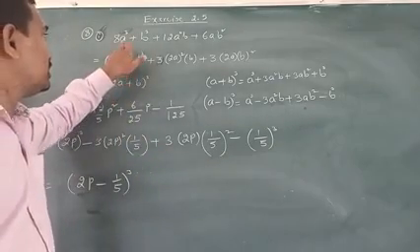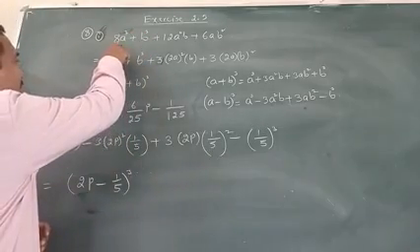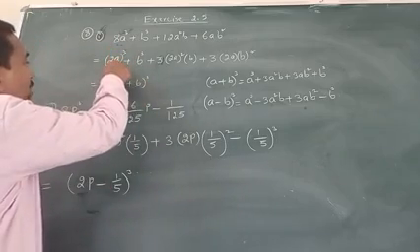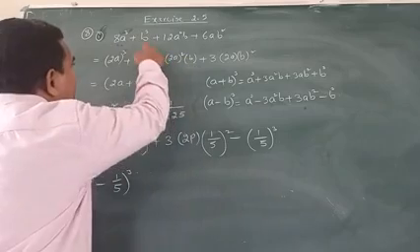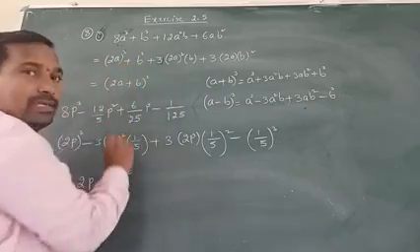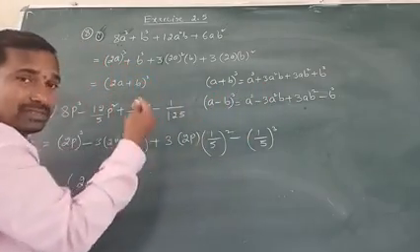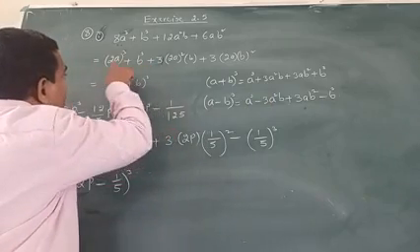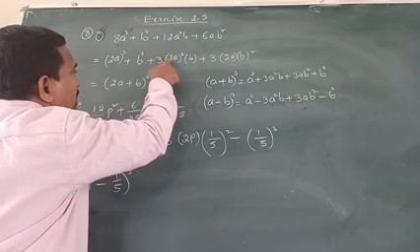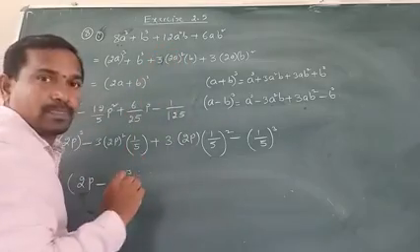So here 8a cube. 8 can be written as 2 cube, 2 cube is 8. So 2a whole cube and here b cube. So like this is a cube plus b cube. What is the next one? 3a square b. Let us first write 3, a square means 2a whole square, b. So 2a whole square is 2 square 4, 4 times 3 is 12, 12a square b.